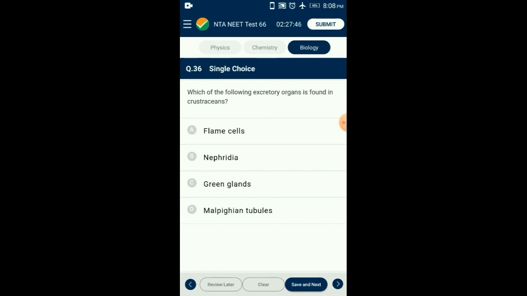Nephridia are the tubular excretory structures of earthworm and other annelids. Nephridia help to remove nitrogenous waste and maintain fluid and ionic balance. Malpighian tubules are the excretory structures of most of the insects, including cockroaches. Malpighian tubules help in removal of nitrogenous waste and osmoregulation. Antennal glands or green glands perform the excretory function in crustaceans like prawns. So the answer is option C, green gland.